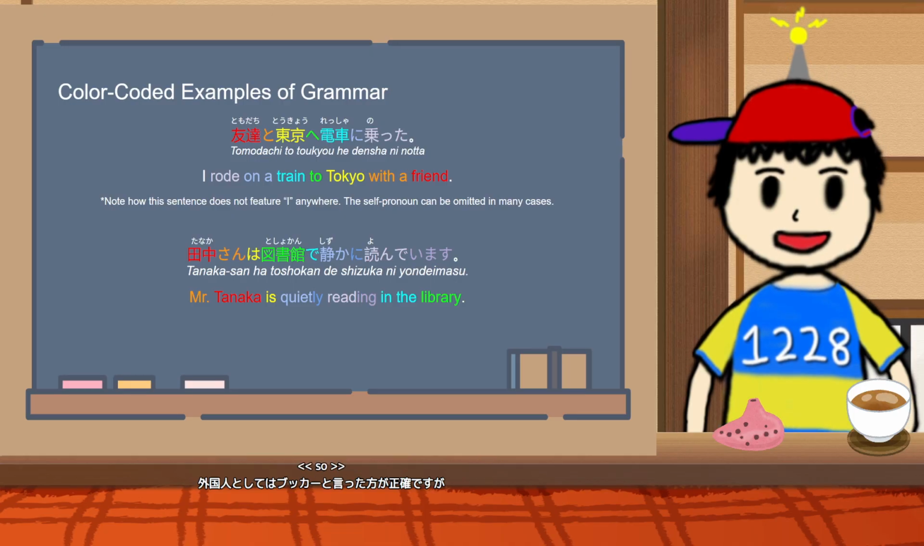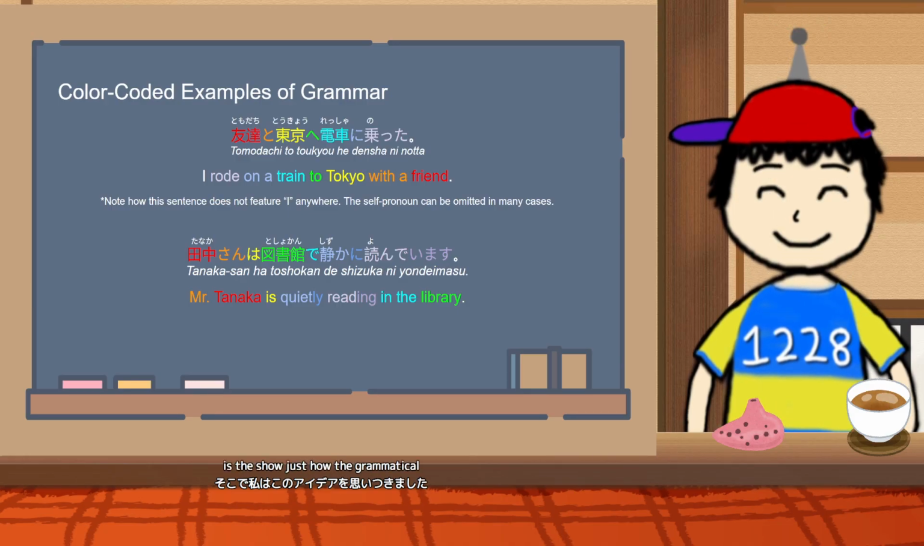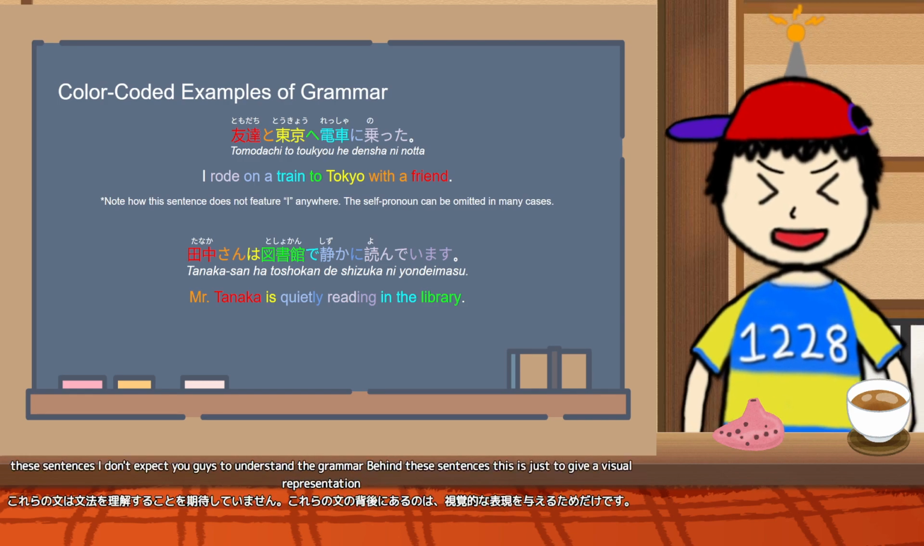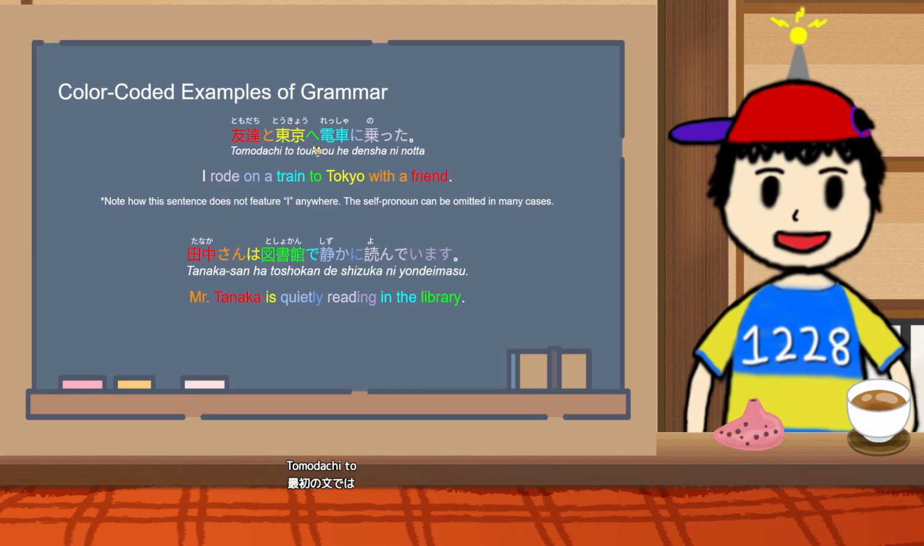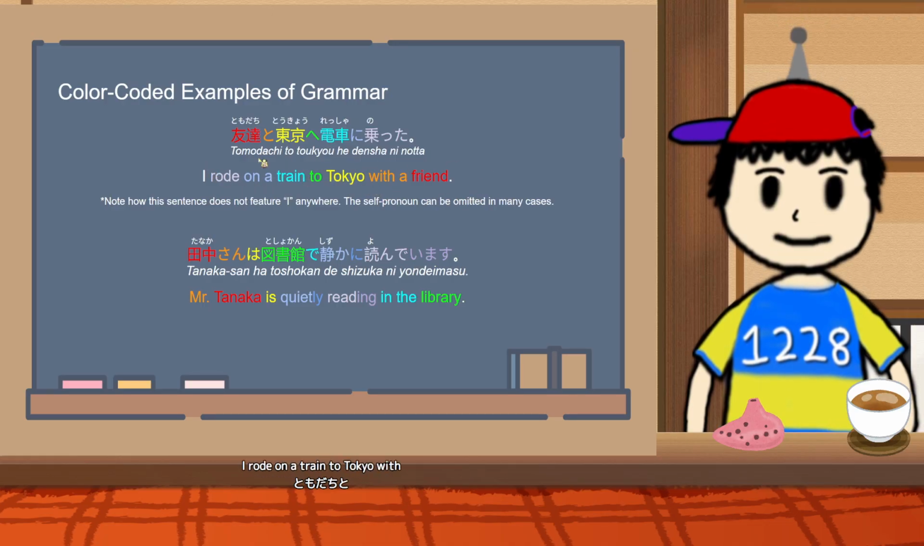So, I came up with this idea to give a couple example sentences to show how the grammatical structure works using color codes. I don't expect you guys to understand the grammar behind these sentences. This is just to give a visual representation of how jumbled the words can get. In the first sentence, "Tomodachi to Tokyo e resha ni notta": I rode on a train to Tokyo with a friend.